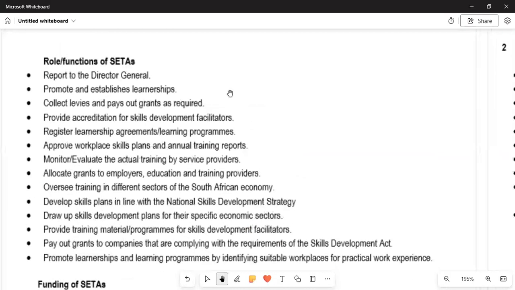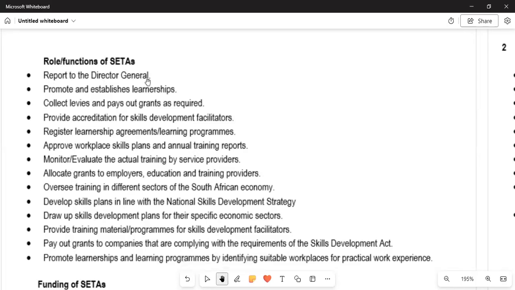Now we are coming to the role and function of SETA. Like I've said, I will always remind you about SETAs, whereby you say Sector Education Training Authorities. What are their functions that are provided by this sector? The first function is they report to the Director General. It's very important to know that.